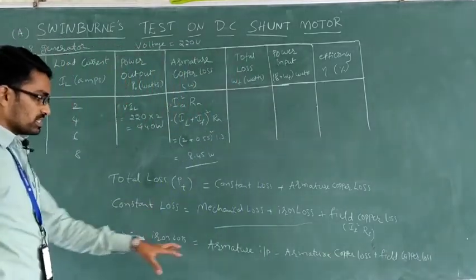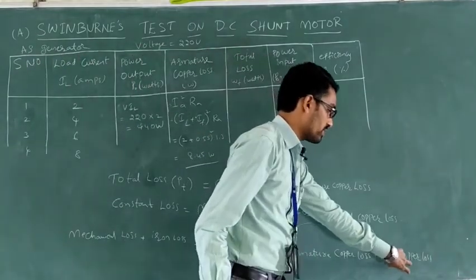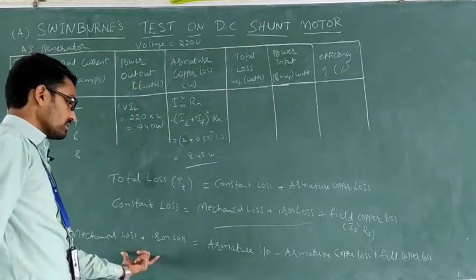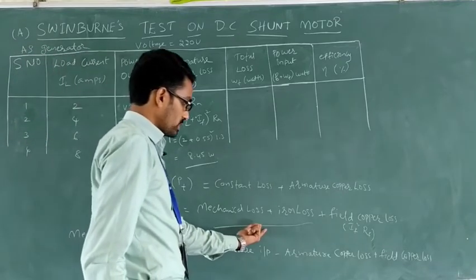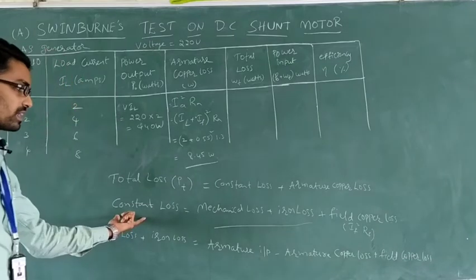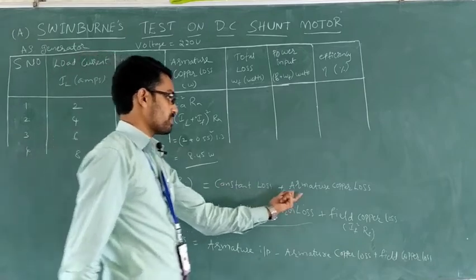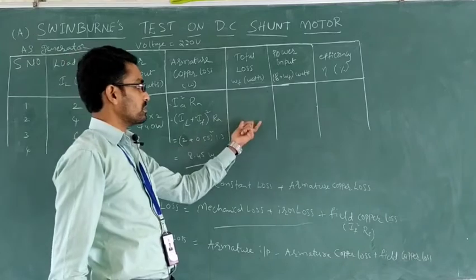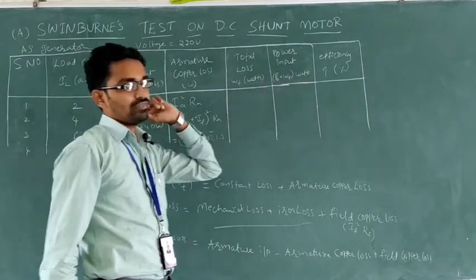If I substitute these values, we know the armature input, the armature copper loss, and the field copper loss, so you are going to get mechanical loss plus iron loss. I substitute this mechanical loss plus iron loss here, and then you can calculate the constant losses. After calculating the constant loss, I add constant loss plus armature copper loss, and you can get the total losses. Then you calculate the power input, and then we calculate the efficiency of the machine.